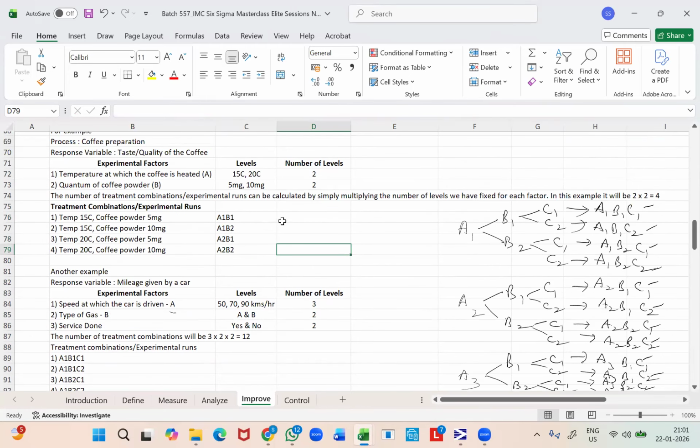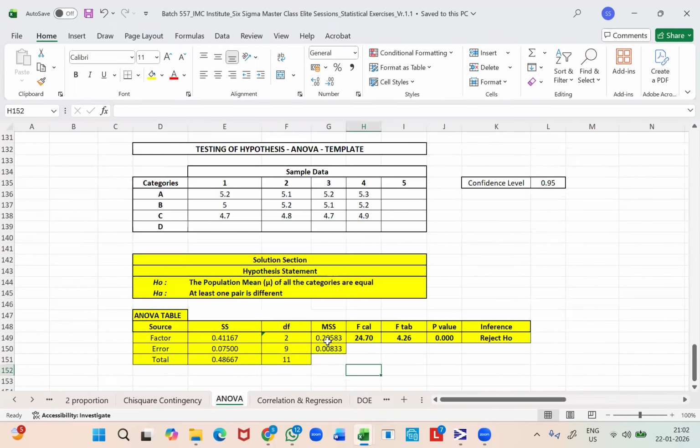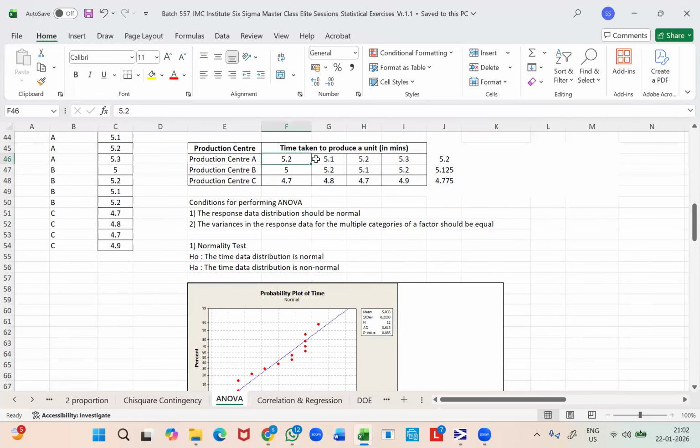So why do we need a minimum of two sample data points for each treatment combination? Because we need to estimate the error variation. If you remember, yesterday we calculated the error variation and considered that as the base variation for us to validate the significance of the factorial effect, right? The single factor factorial effect. So go back to the exercise file and click on the ANOVA sheet. Here you would find the error variation being considered. This is nothing but the variation within the sample data points for a particular production center, right?